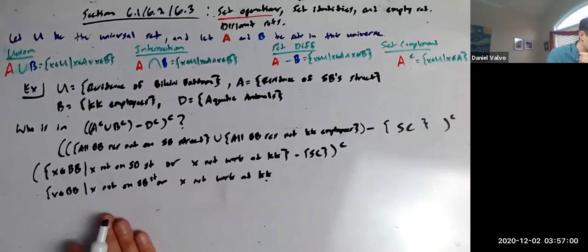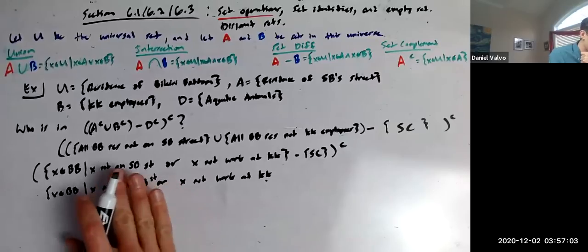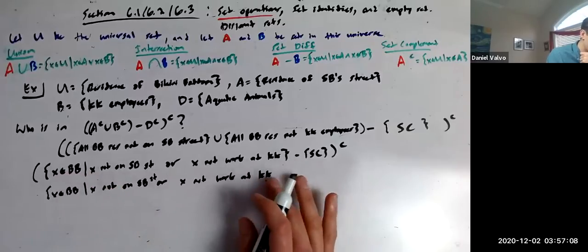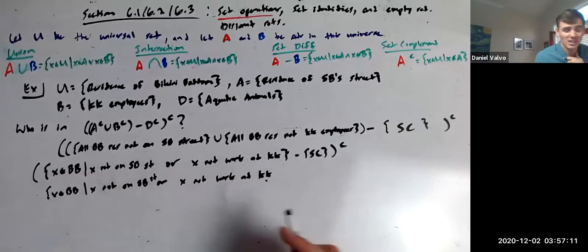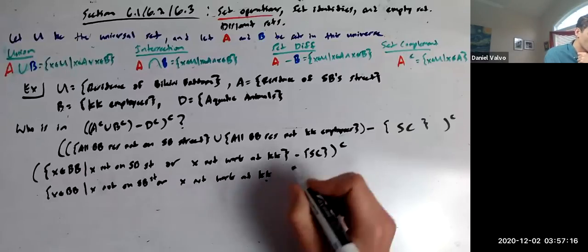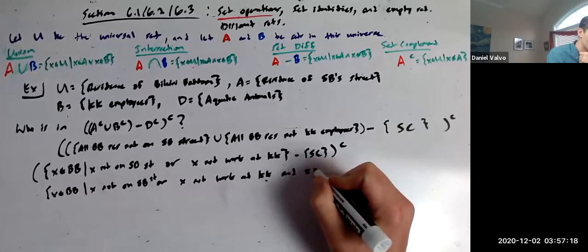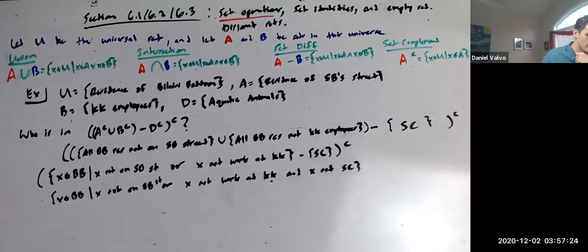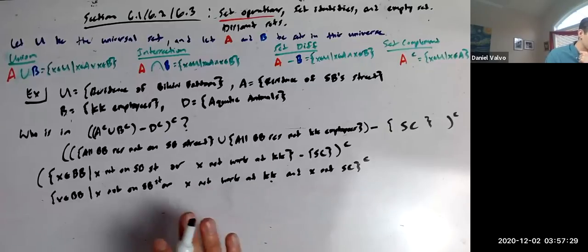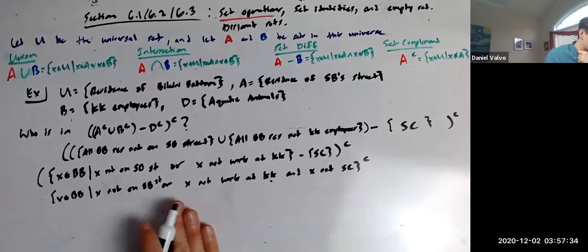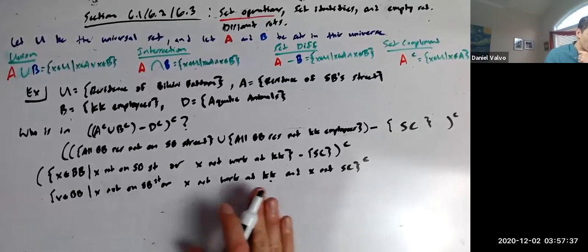And so Sandy Cheeks will be in this set, because Sandy Cheeks is not on SpongeBob Street, and she doesn't work at the Krusty Krab. So you also have to kind of shave off Sandy Cheeks from this set. This is going to be all X in Bikini Bottom, so that X is not on SpongeBob Street, or X not work at Krusty Krab, and X not Sandy Cheeks. And now we're taking the complement of this set at the very end. So the complement of this set is just the opposite. It's the opposite of everyone that's not on SpongeBob Street or not with the Krusty Krab and not Sandy Cheeks.